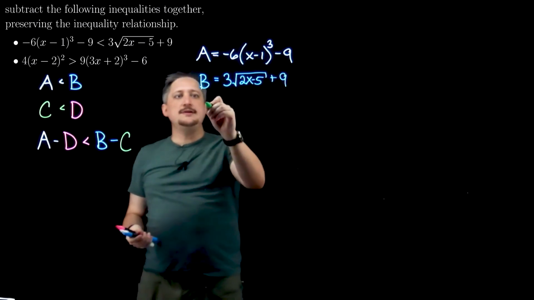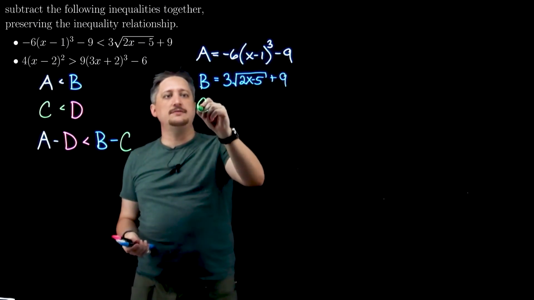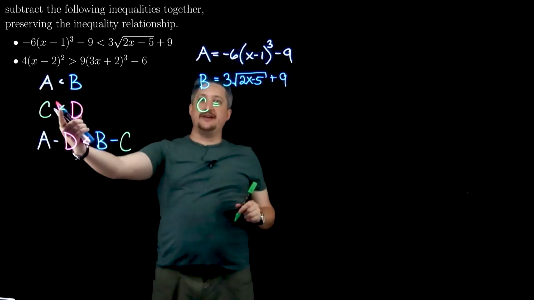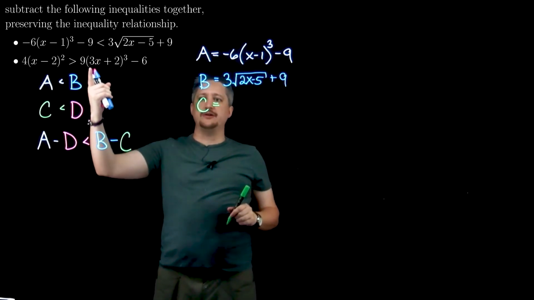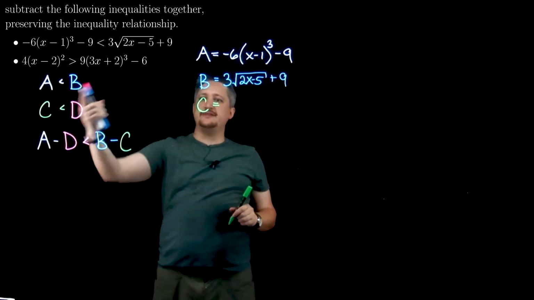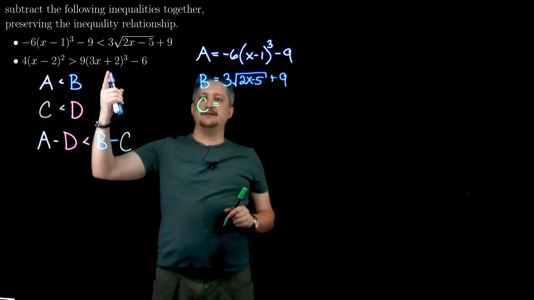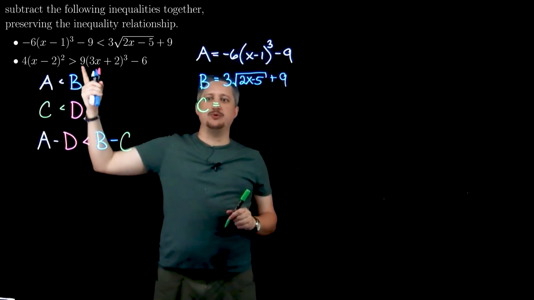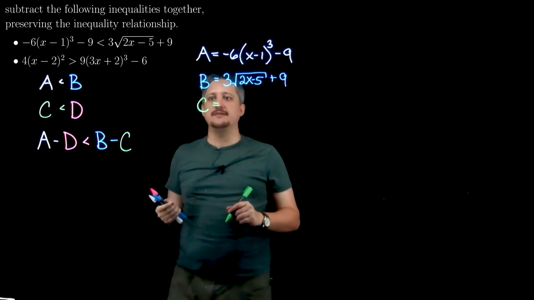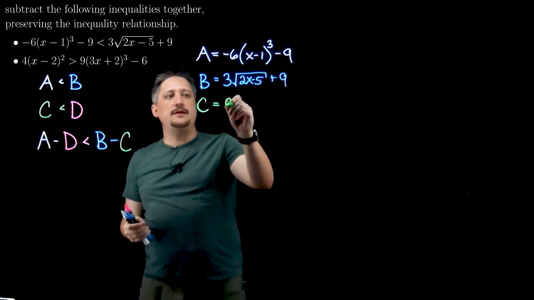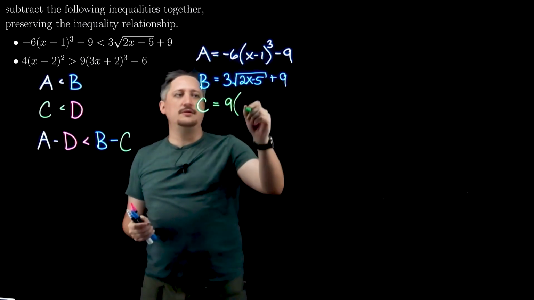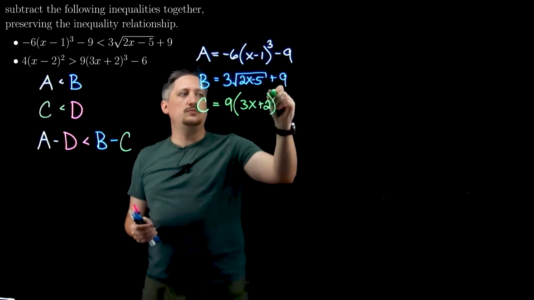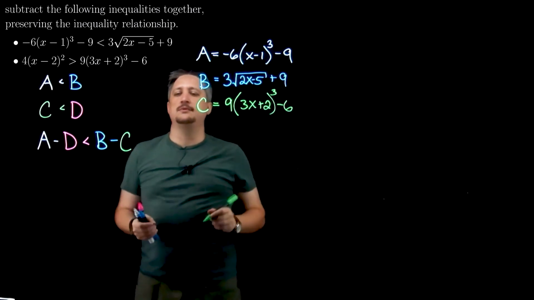And then C, well, C has to be, again, on the less than side. I've already done the top inequality, so I'm doing the bottom one now. But the less than, right, is this side down here. So it's on the right, even though I've written it on the left here. That's not the important part. The important part is that I match up the less than. So this is going to be 9 times 3x plus 2 cubed minus 6.